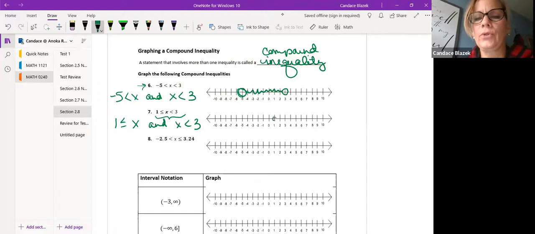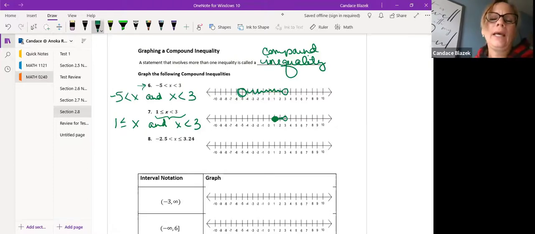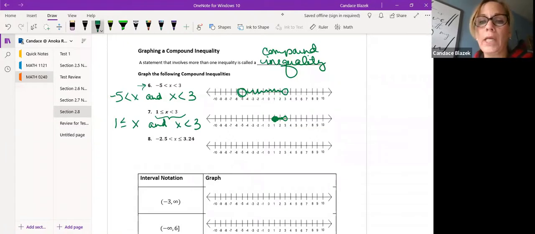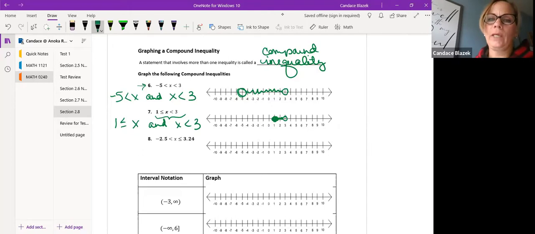So here we are going to include the 1. We would include the 1. But we do not include the 3 because x is strictly less than 3. So we put a hole. And it would be everything in between. So we make sure we darken it. So that would mean x could be a 2, x could be a 1.1, x could be 2.9, x could be 1 here. So it's all of those possible values that we would have in between.